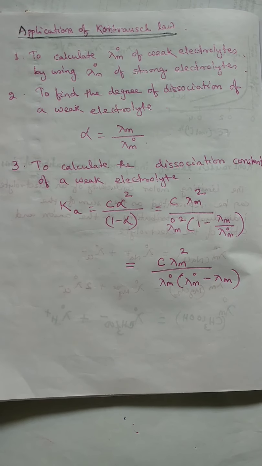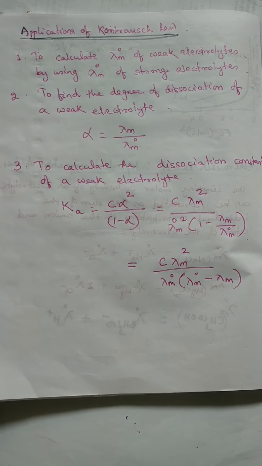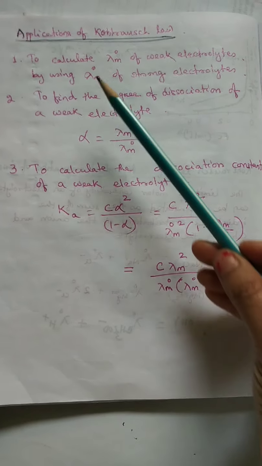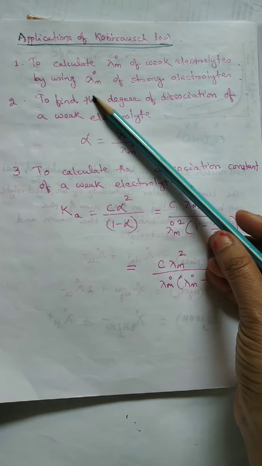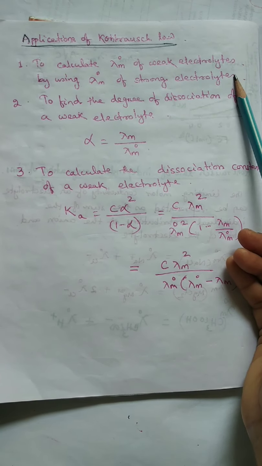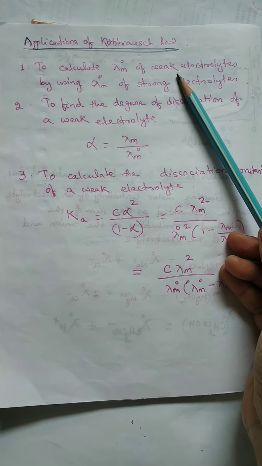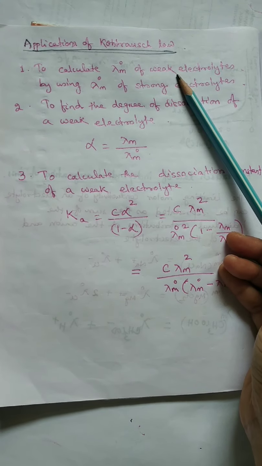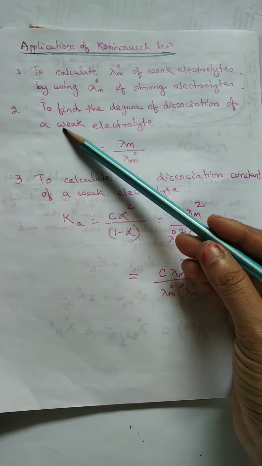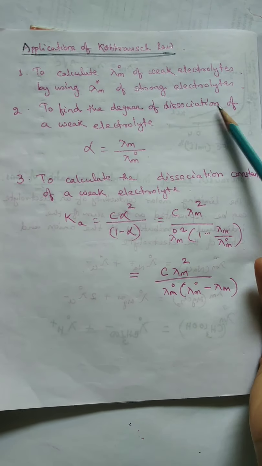There are 3 applications of Kohlrausch's law. The first one is to calculate the limiting molar conductivity of weak electrolytes by using the limiting molar conductivity of strong electrolytes, or by using the limiting molar conductivities of the individual ions involved in that weak electrolyte. Second, to find the degree of dissociation of a weak electrolyte.